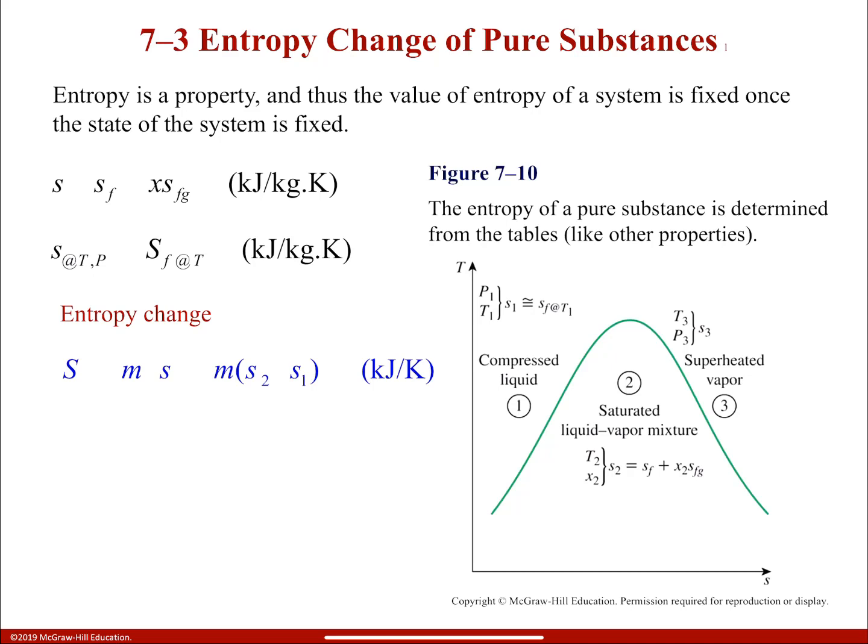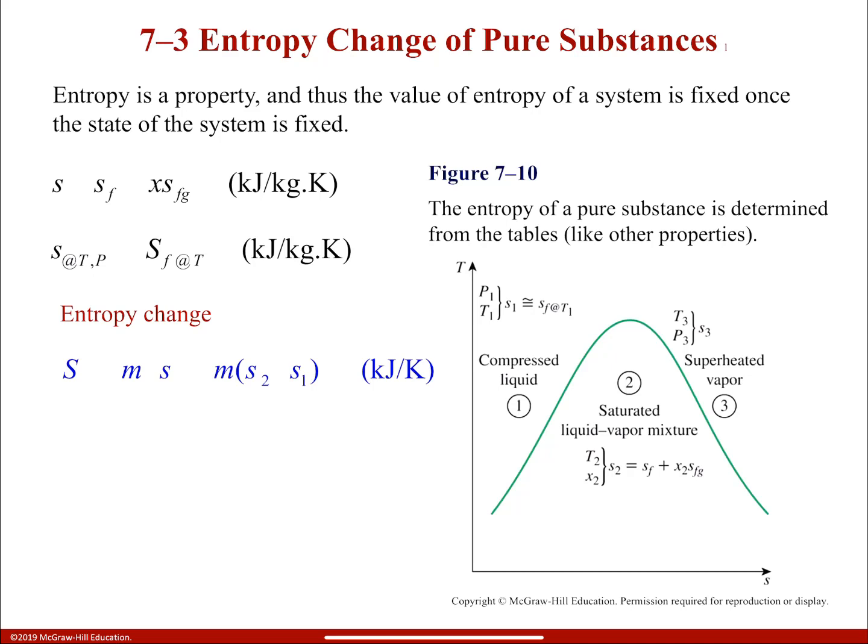Entropy is a property, and thus the value of entropy of a system is fixed once the state of the system is fixed. Why am I telling you this? Once you have two independent properties, you can define your state, and therefore you can find the values for entropy, just as you did with enthalpy or internal energy or the other properties that we studied, specific volume, etc. How we find those values is what really matters.